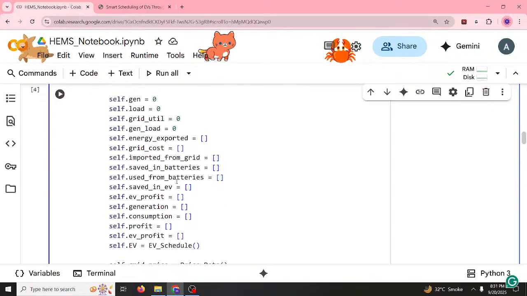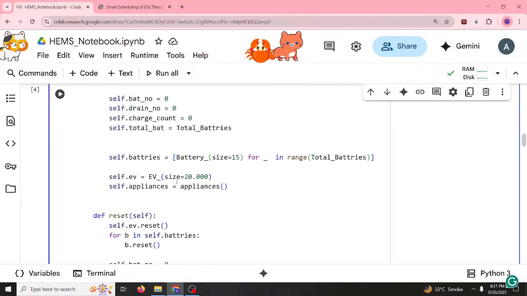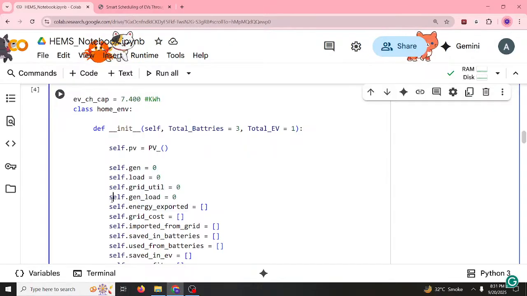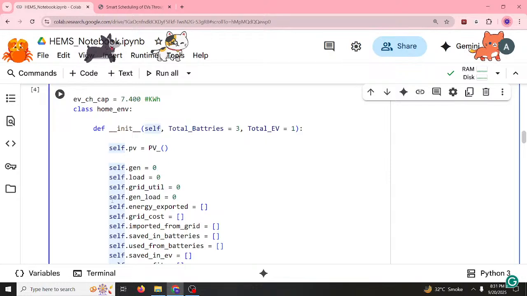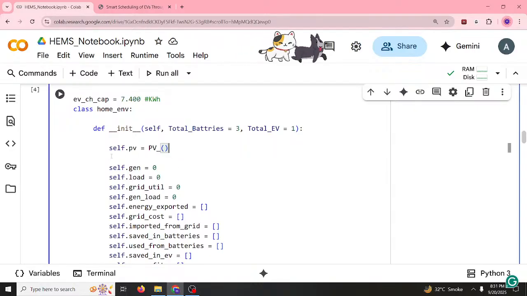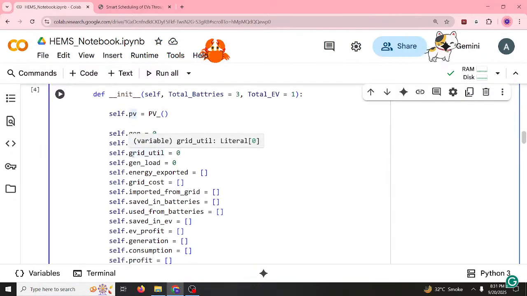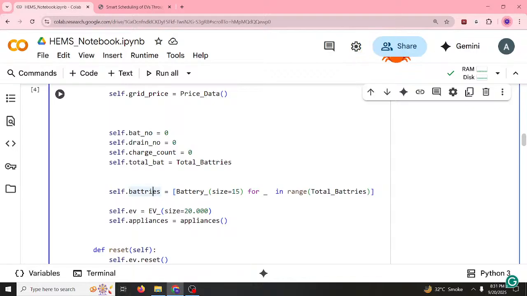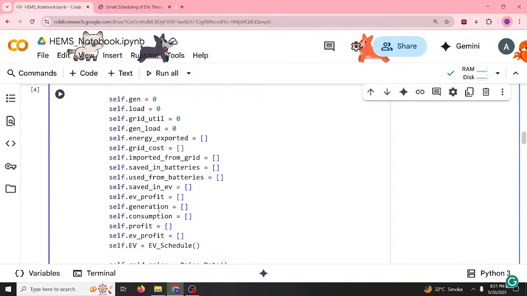So let us come to the models with so many variables here. We will just keep an eye on the major variables. Other variables are either to control the flows or to just log the history of different things. The names are kept clear so that we can understand exactly what it is. So we have just made an instance of the PV. So our solar is in our home. Then we have this EV schedule, price data, batteries, EV and appliances. Everything that we have defined here is now in our overall home model. Other models we will be seeing further.